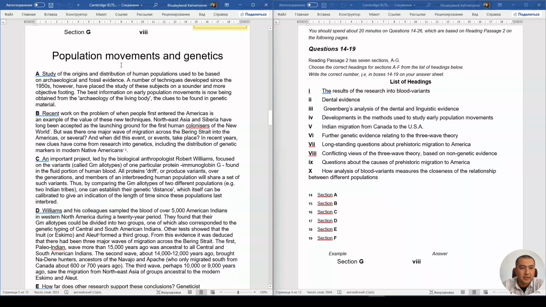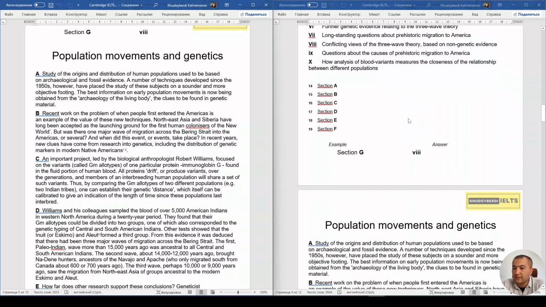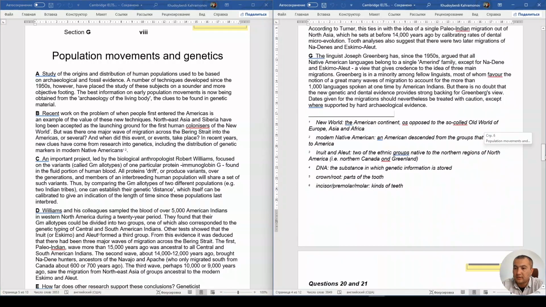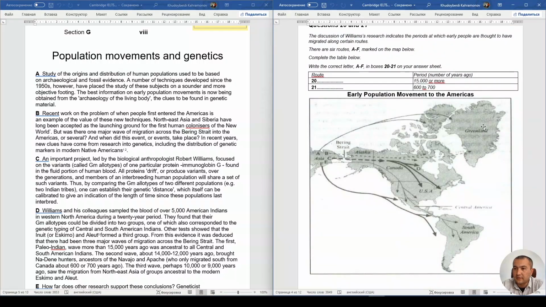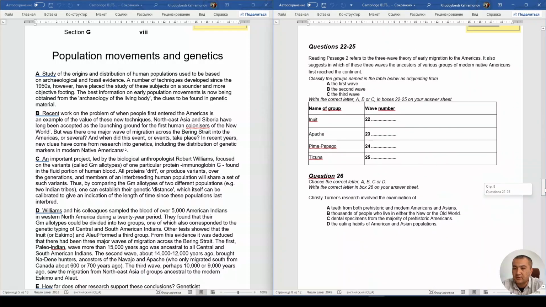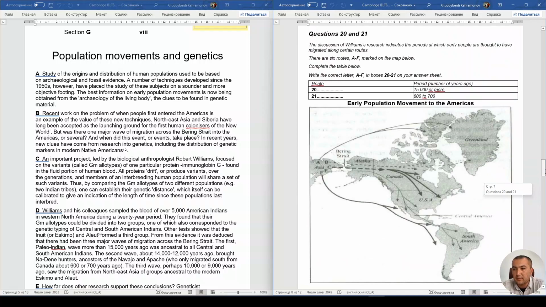The topic is population movements and genetics. The first type of question is about list of headings. And the next one is about this. As I said, we've been given a map and we have to figure out what's going on here. And the next one is table completion. And the last one is multiple choice. So let's begin with this map.